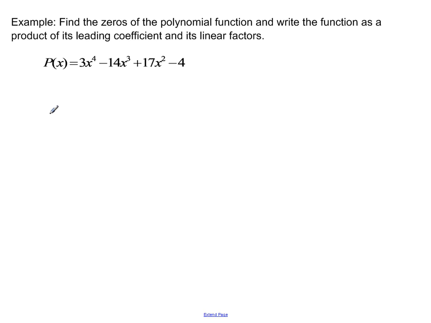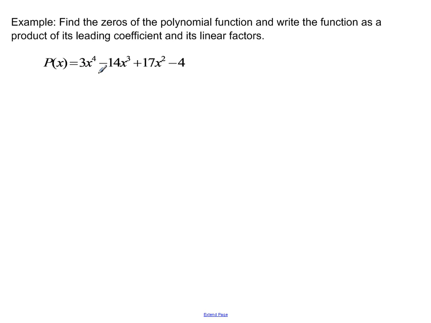Okay, so this time we've got a little bit of a different polynomial problem. We still want to find the zeros of our polynomial function and write the function as a product of its leading coefficient and its linear factors. So what is our leading coefficient? Well, in this case, our leading coefficient is 3. This is a 4th degree polynomial.